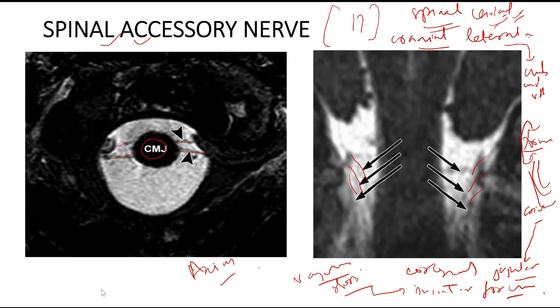So we can see this spinal accessory nerve on the axial section here, but these are the spinal segments of the spinal accessory nerve, and we are able to see on the coronal section how they move upwards through the foramen magnum, finally to meet the cranial segment, to reach the jugular fossa and finally come out of the jugular foramen.